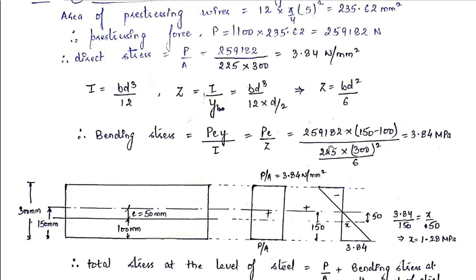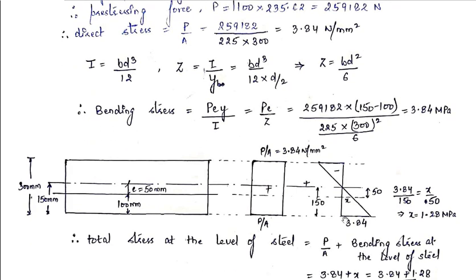Now let's find out the value of the bending stress, this value. Okay, so this value is Pey bottom upon I, and this can be written as Pe upon Z. So just put the values. E, the value of E, we know that it is 50. Z is bd square by 6. So the bending stress will come out to be 3.84 MPa. So this value will be 3.84 MPa.